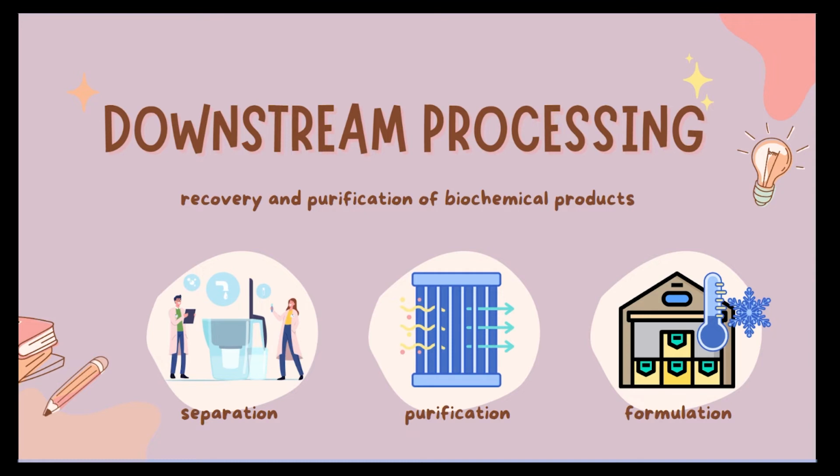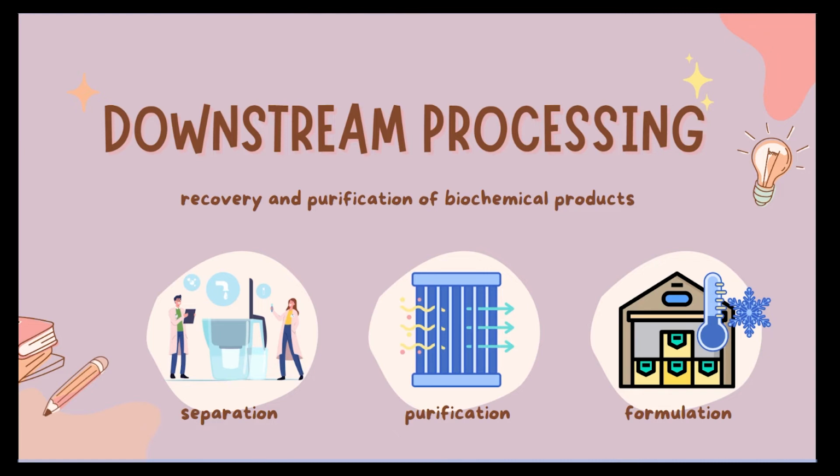After the upstream process, the production continues with downstream processing. What is downstream processing? It is defined as the recovery and purification of biochemical products. It is a necessary step in order to obtain the product in purified form. Therefore, to maximize the result, the downstream process requires several key steps, such as separation, purification, and formulation.